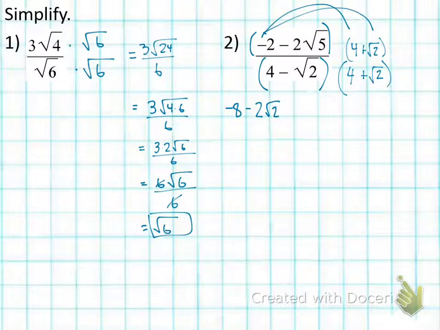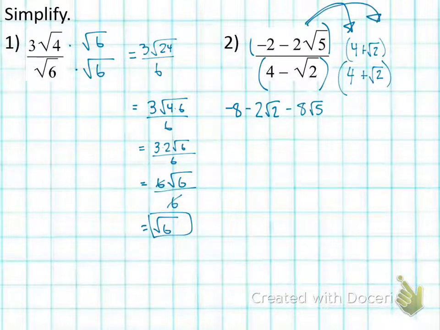Okay. Continuing on here. Then we have negative 2 rad 5 times 4 is negative 8 rad 5. And then we have negative 2 rad 5 times rad 2 is going to be negative 2 rad 10. Denominator is a difference of squares problem. Whenever you multiply by the conjugate, it's a difference of squares problem. So 4 times 4 is 16. And then rad 2 times rad 2 is just 2. Put a minus sign in the middle. That's all you have to do there.